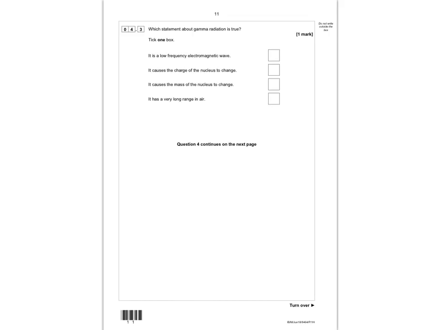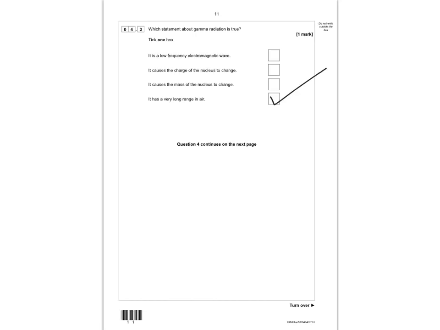Moving on to question 4.3, it says which statement about gamma radiation is true? So remember that gamma radiation is a high energy electromagnetic wave. So it's a low frequency EM wave, that's incorrect. It's a high frequency one. It causes the charge of the nucleus to change? Well, not necessarily. It causes the mass of the nucleus to change? Again, no. And it has a very long range in air.